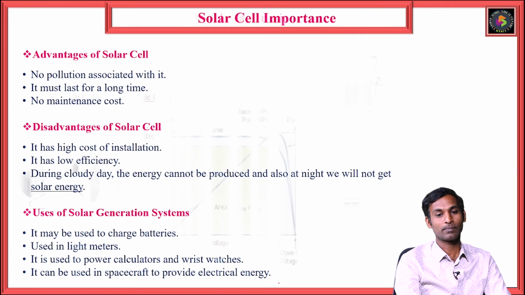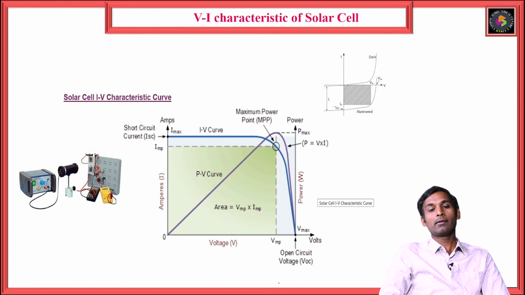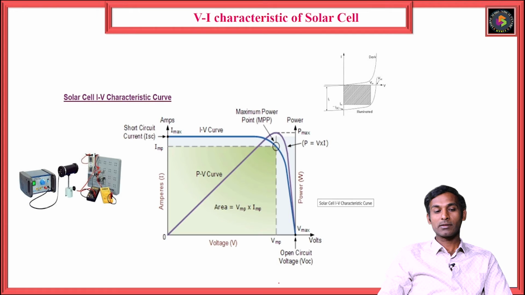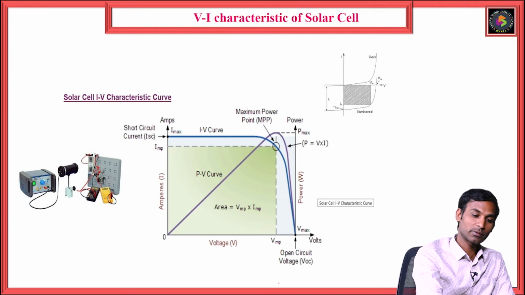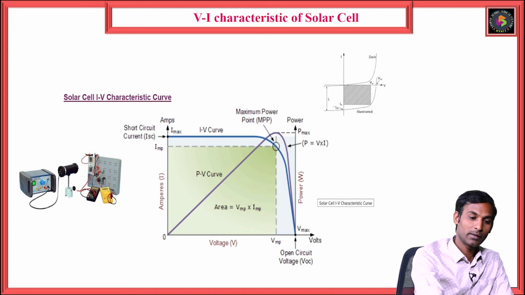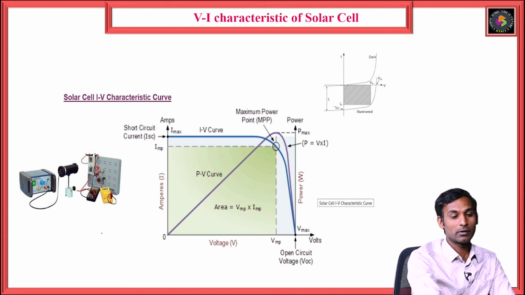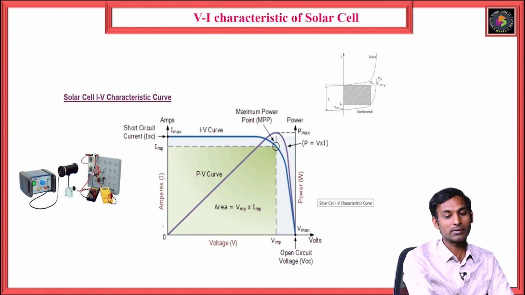This slide indicates the VI characteristics of the solar cell. This is the experimental diagram for the solar cell. In the lab, we constructed the solar cell. You can observe here, this diagram indicates the voltage versus current characteristics. The x-axis indicates the voltage and the y-axis indicates the current in amperes.